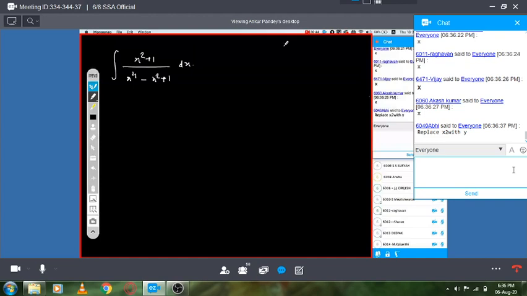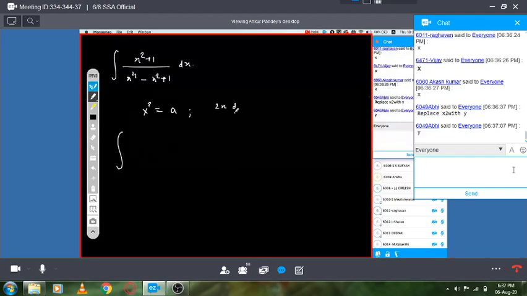Replace x square with y. So we will get two substitutions. You are saying two substitutions now, right? Suppose x square equal to a rather. So we will have 2x dx equal to dA.